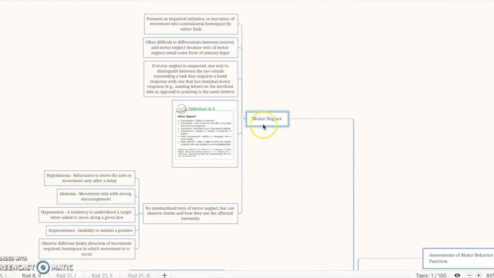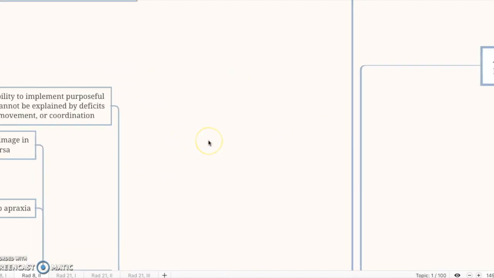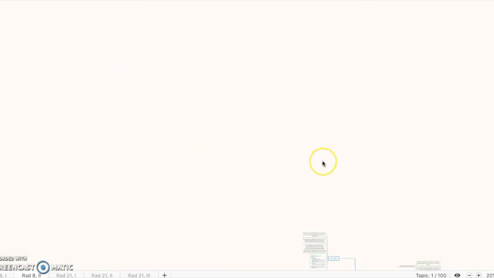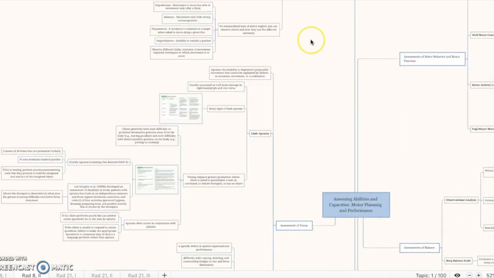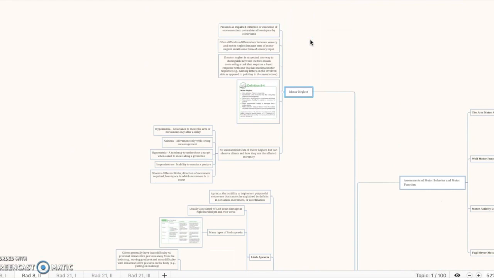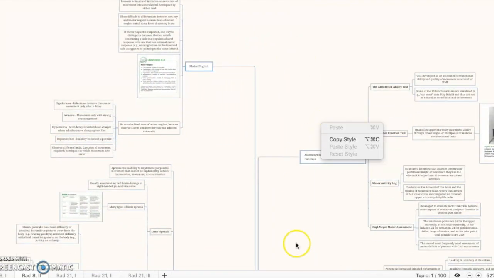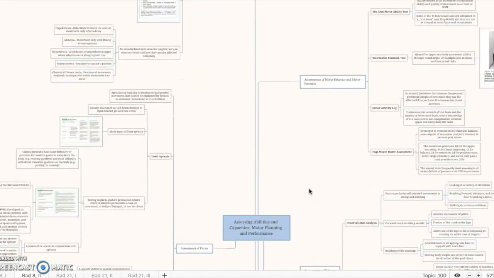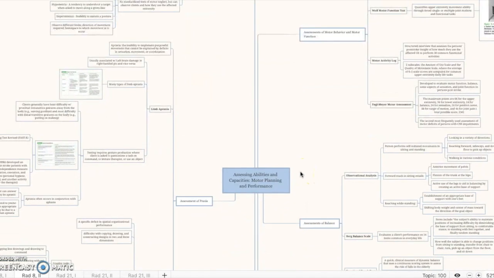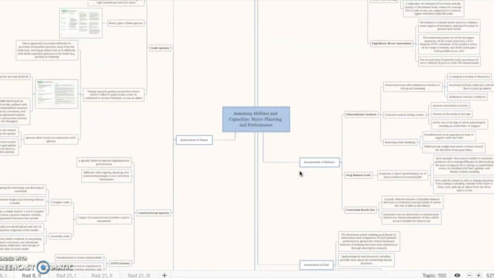So another area we covered is motor neglect. And you can see that we included the definition. And that is everything from Radomski Chapter 8.